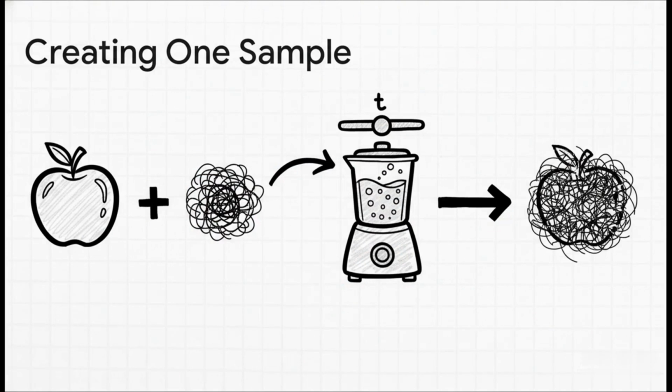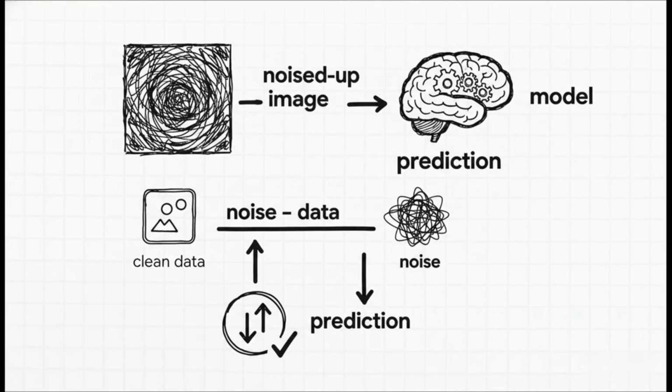Okay, first you grab your clean data and some random noise. Then you pick a random point in time, we'll call it t, somewhere between 0 and 1. And then you just mix them. You create a training sample, xt, by literally just mixing the data and the noise together based on that t value.